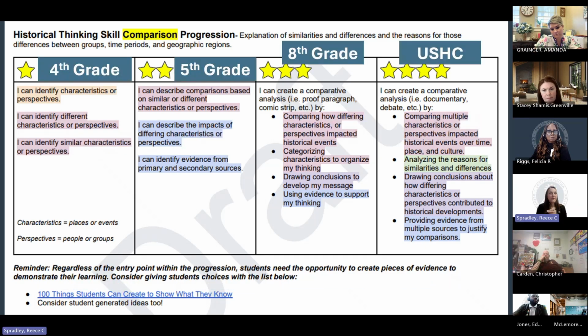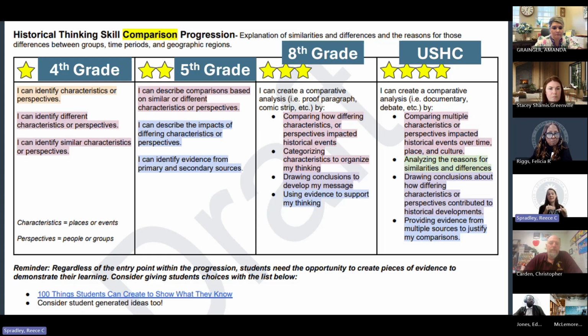So this is that same thinking skills progression document that we looked at earlier, and this is the full progression from 4th grade through U.S. history and Constitution. So I wanted to take a moment and look at how those expectations for comparison change from elementary to high school. And I find it's really important to look at the entire spectrum when we're talking about elementary education, because what we're doing is the foundation, right? We're laying the foundation for everything that's going to come later. So it's important to know what we're building toward to make sure that we're building that foundation effectively.